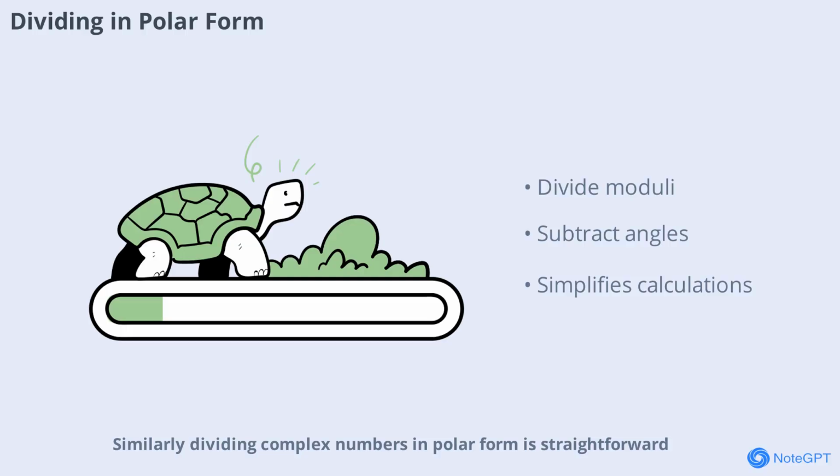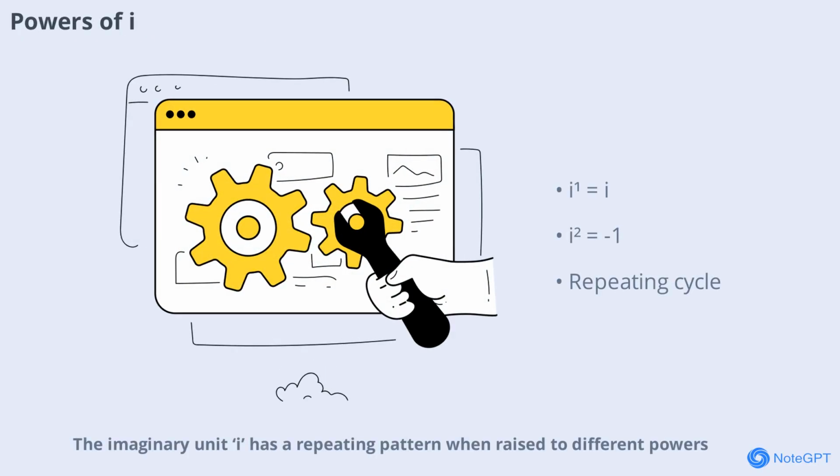Similarly, dividing complex numbers in polar form is straightforward. You divide their moduli and subtract their angles. For example, r1 e^(iθ1) / r2 e^(iθ2) equals (r1/r2) e^(i(θ1 - θ2)). This approach simplifies many calculations, especially in engineering and physics. The imaginary unit i has a repeating pattern when raised to different powers.